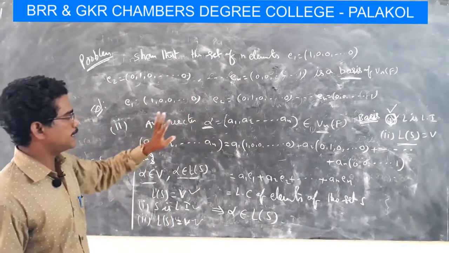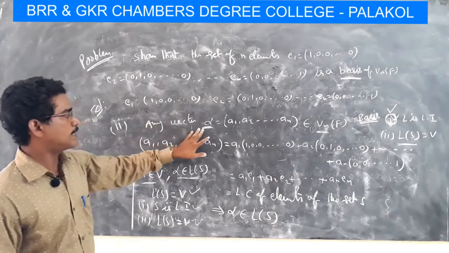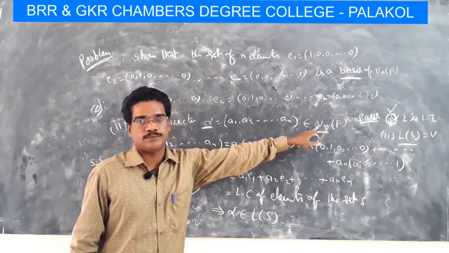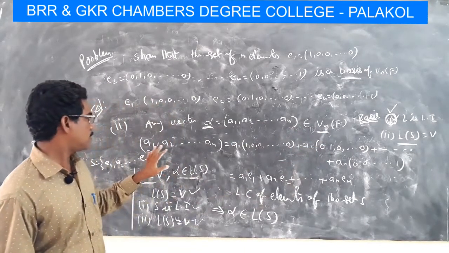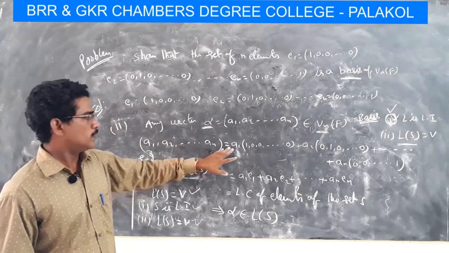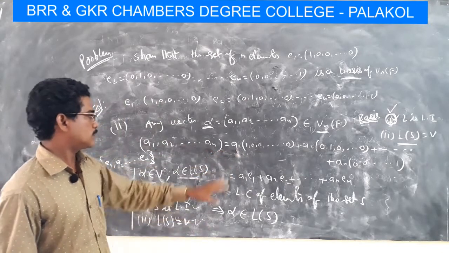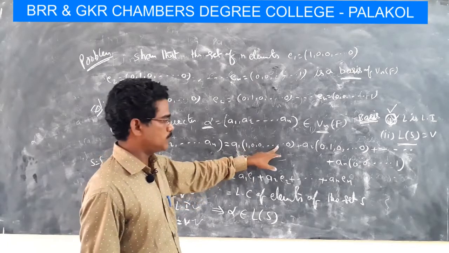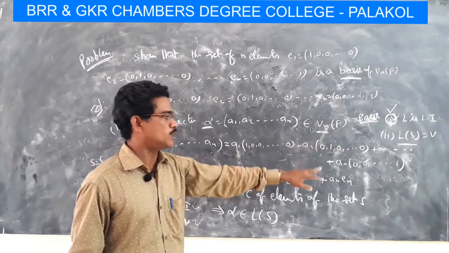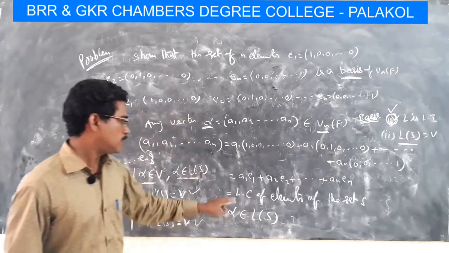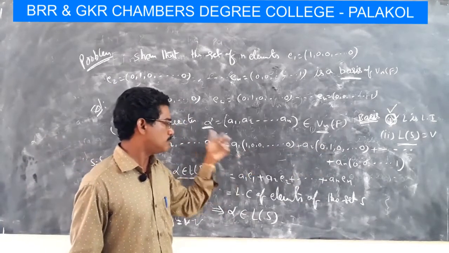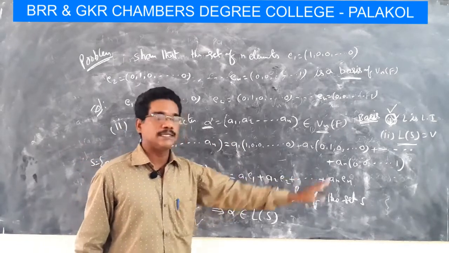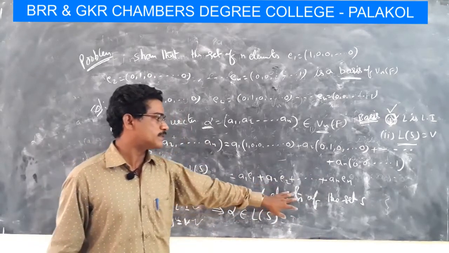Once again, the second condition: any vector alpha equal to a1, a2, so on an belongs to Vn of f. Next, here a1, a2, so on an equals, by scalar multiplication, a1 into 1, 0, 0 up to 0, plus a2 into 0, 1, 0 up to so on, plus an into 0, 0, 1. Here a1 into this, the values of e1, so a1 e1 plus a2 e2 plus so on plus an en. This is a linear combination of the set S.